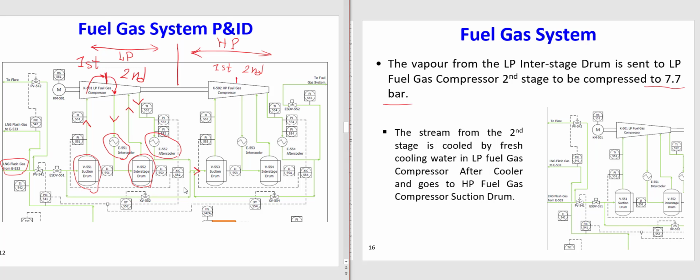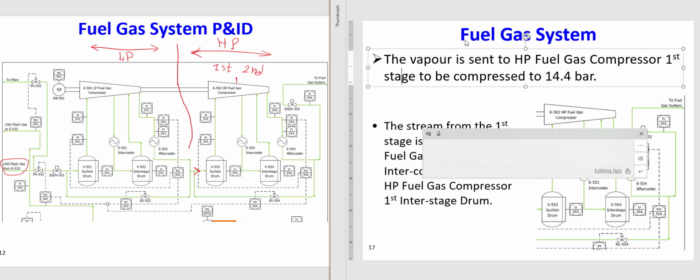You see, there are some recycle streams that are mainly for the anti-surge system, to avoid the surge. So now let me clean it, because now we are in the high pressure part, the high pressure fuel gas compressor. We already passed this part here. Now we are in the second part. So now it goes to the suction drum of the high pressure fuel gas compressor.